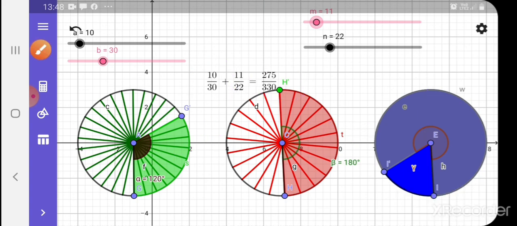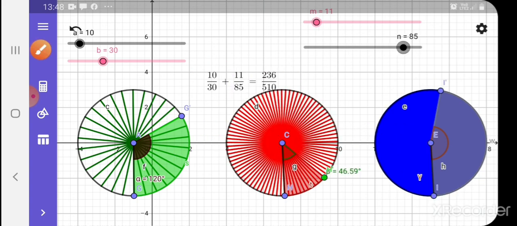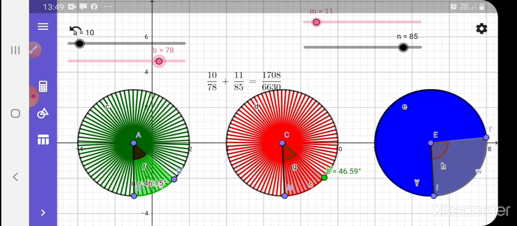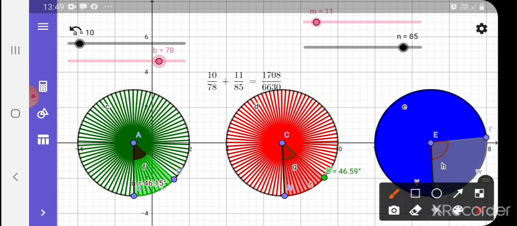Now see another example. You change the numerator. So you see here, this fraction is your 10 by 78 plus this is 11 by 85, and this much is your answer. If you take the plus in the other order, then the same answer will come.